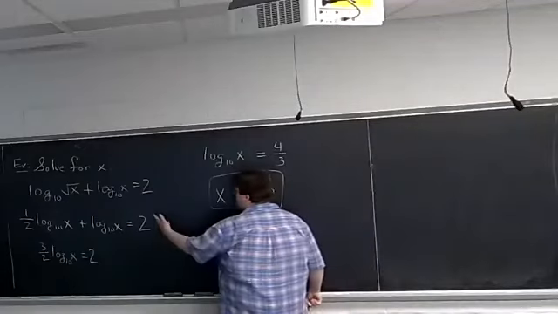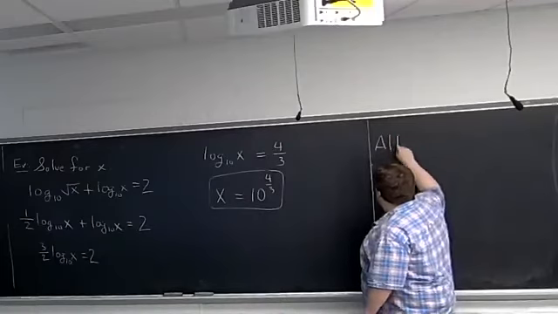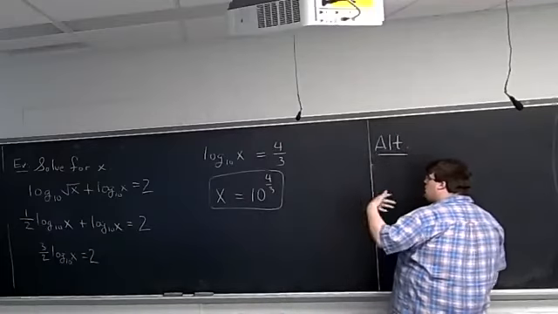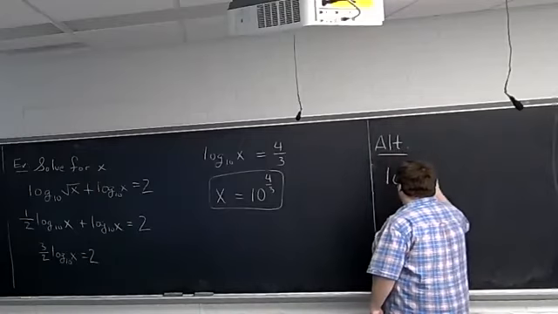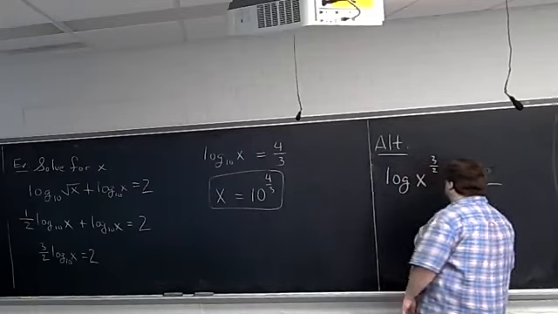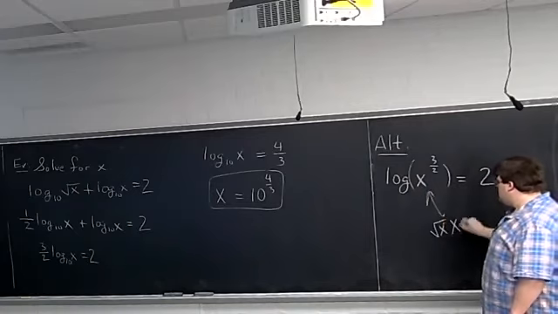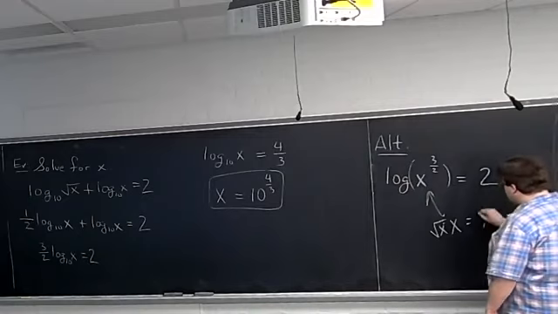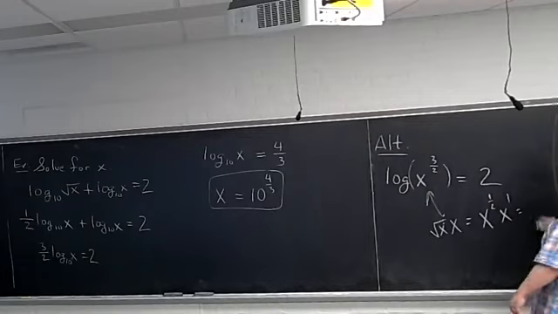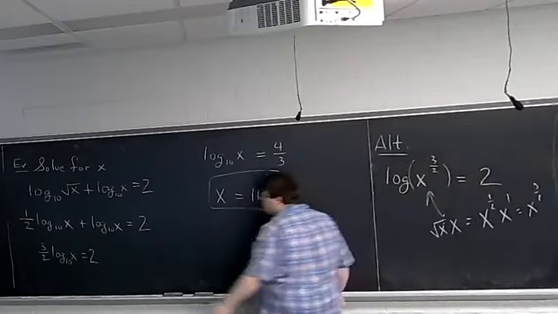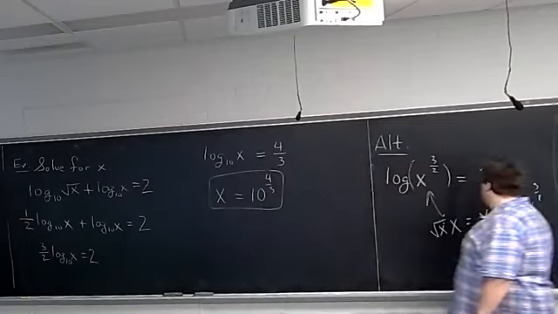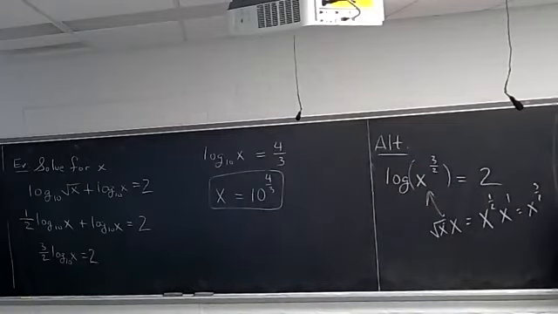So the other way you could have solved this, I'll just start it. I'll just say alternatively, what could you have done? Well, using property 1 on the first line, you would get logarithm of x to the 3/2 equals 2. Because x times root x by exponential property 1 is x to the 1/2 times x to the 1, which is x to 3/2. And then from here, property 3 of logarithms would get you there, and then you'd solve the same thing. So either way, of course, is fine. Any questions about that one?